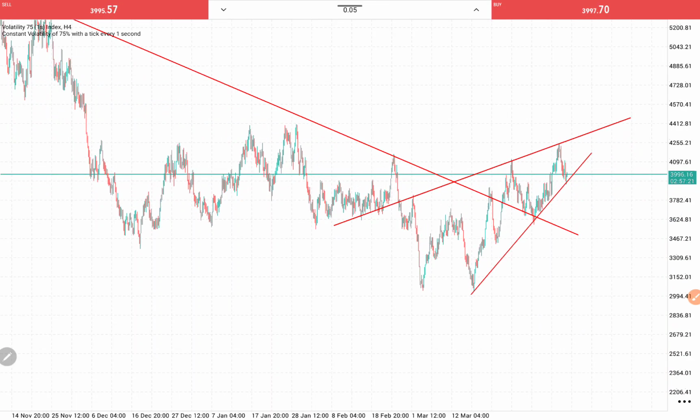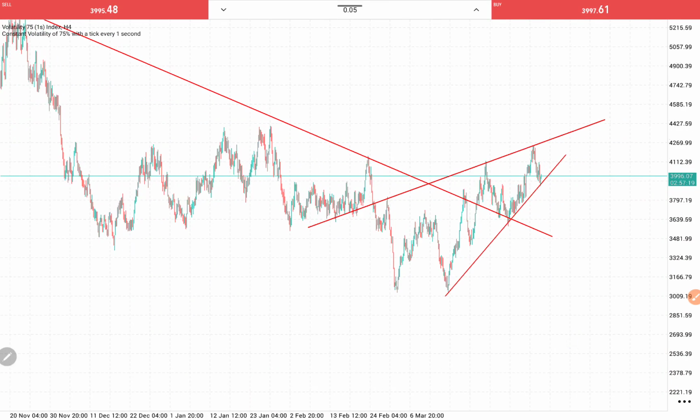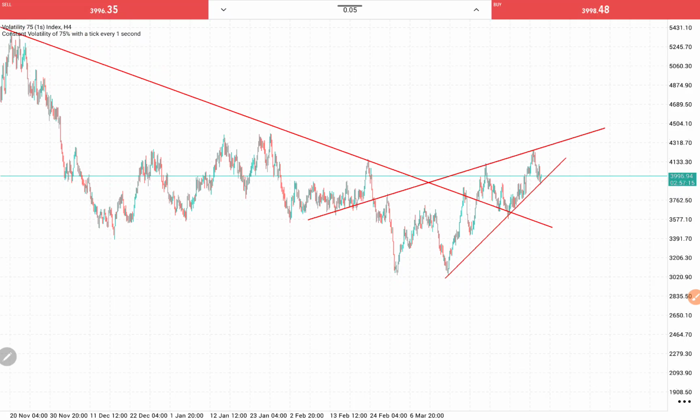So this is Volatility Index 75. You can see the way I draw my trend line. So I've done this analysis now. Now we are seeing that the market is on a downtrend. This is the 4 hours time frame. The reason why the market is on a downtrend is because of this that you are seeing. The market is currently on a downtrend.